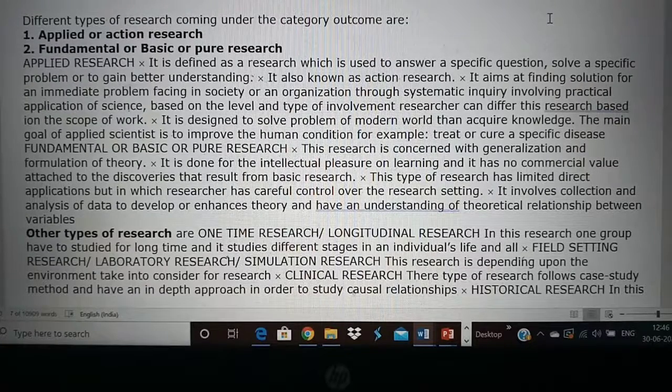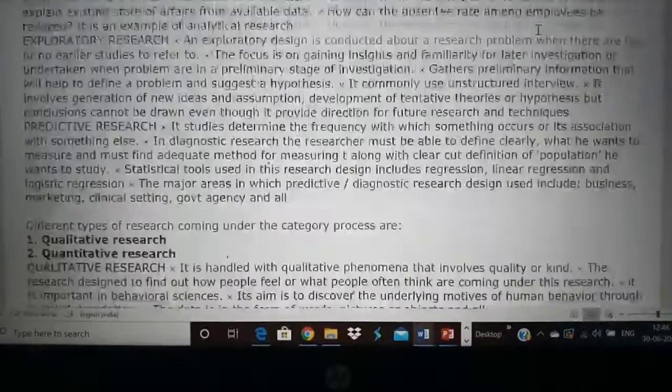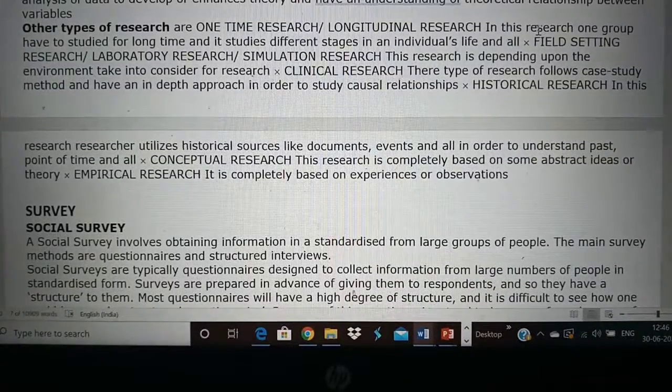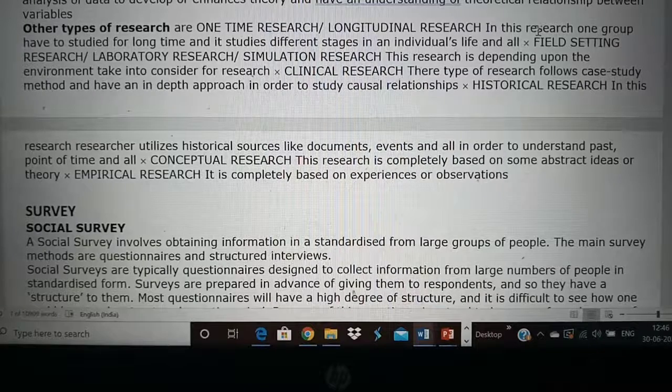Okay, these are the different types of research based on process, outcome and purpose. Okay, then there are other types of research. What are the other types of research? One is the longitudinal research. Okay, longitudinal research is you get a group of people and then you follow them up for a long time. That is longitudinal research that we are going to see in detail.